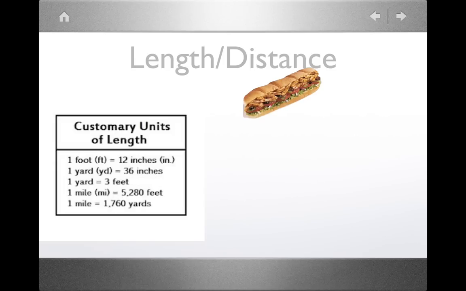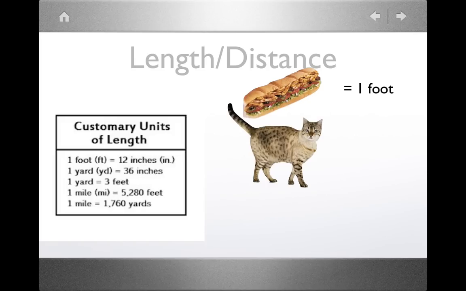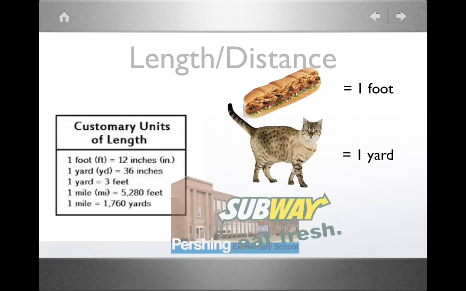Let's take a look at some real life things here. What do you see on the screen? You see a Subway sandwich, delicious. We know from the commercials that a Subway sandwich is 1 foot long. That's why it's called a footlong. Take a look at this cute little kitty cat. How long do you think this cute little kitty cat is? Well, it's approximately 1 yard long. That blew my mind. And then if you think about when teachers go out to lunch and we have to drive from Pershing School over to the Subway, it's approximately 1 mile long. Okay, so there's some real life instances of length.